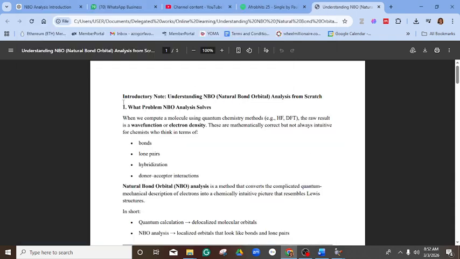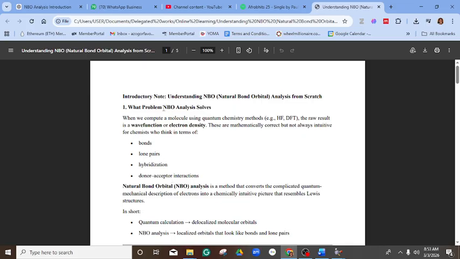Okay, so today we'll be discussing the natural bond orbital analysis. The natural bond orbital analysis is a method that converts the complicated quantum calculations into something that can be easily recognized by a chemist in terms of molecular orbitals.